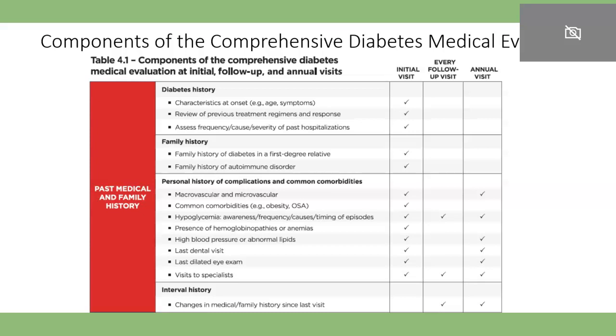But as you can see, the initial visit, you need to get that history, including the family history, and what other comorbidities do they have, as well as are they obese? Do they have sleep apnea? Do they have hypoglycemic issues? Do they have any anemia, blood pressure, lipid issues? When was their last dental visit? Eye exam for retinopathy, and visit to specialists if they have had any changes.